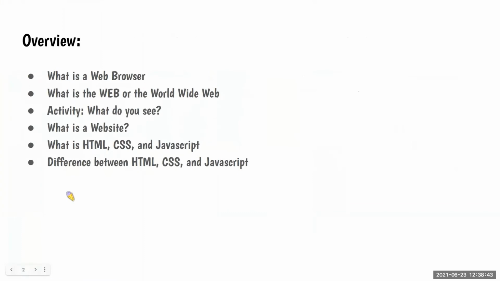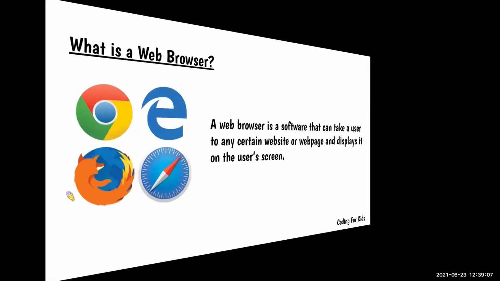First, let's look at the overview of this video. First we're going to be looking at what a web browser is, and the web. Then we're going to be looking at a little activity, and what you see in that activity. Then we're going to be looking at what a website is and what HTML, CSS, and JavaScript are. And finally, we're going to be looking at the difference between HTML, CSS, and JavaScript. So first, let's look at what a web browser is.